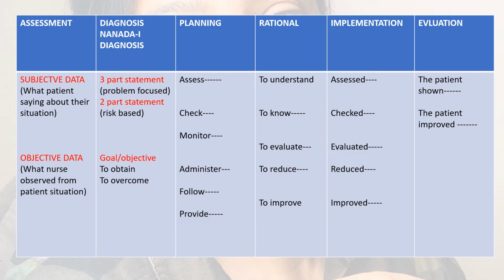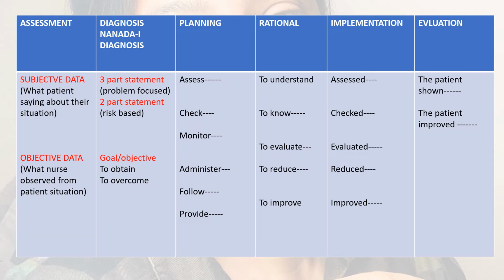So the first column is assessment. Under assessment, you have to write two headings. First heading is subjective data and second heading is objective data. What does subjective data mean? What the patient is saying about their condition. That is subjective data. The patient complains that the patient is having cough, dullness, breathing difficulty. What the patient is saying, that is subjective.